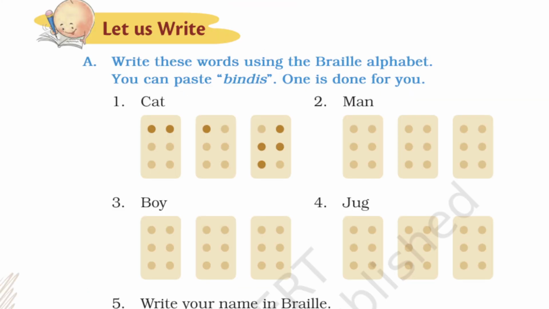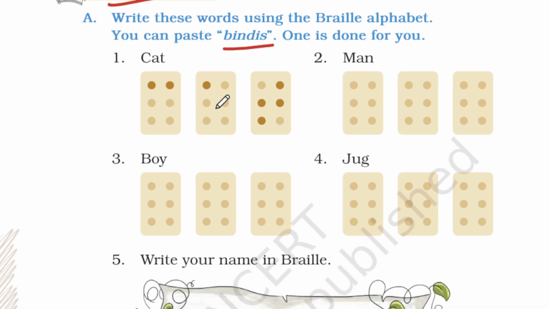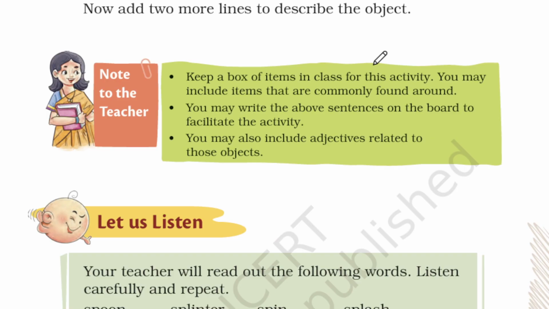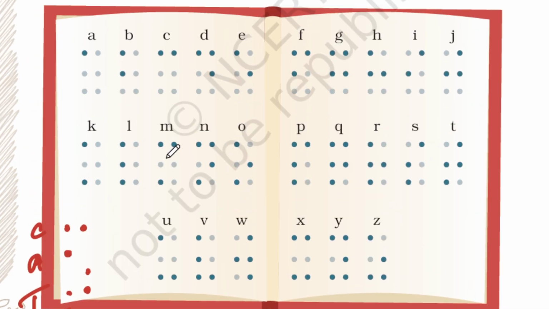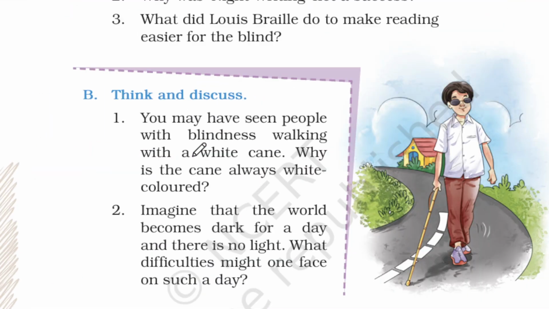Okay, now we will go to the lesson. Write these words using the Braille alphabet. One is done for you. Cat, C-A-T, they have already written. Next we have man. So we will go to the Braille alphabet here for M. Where is M? This is Braille alphabet M. So we will complete M now.